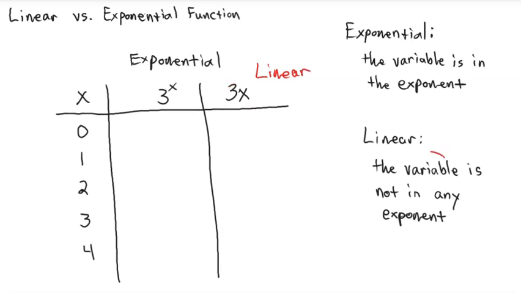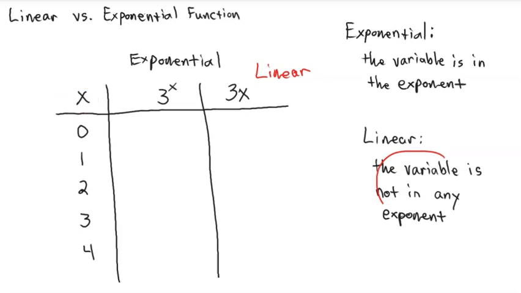And in a linear expression, the variable is not in any exponent at all. You can see here that this is 3 times x. And the only powers here are 3 to the first power and x to the first power. So in a linear expression, all of the exponents are numbers, not variables. But exponential functions have a variable in the exponent.